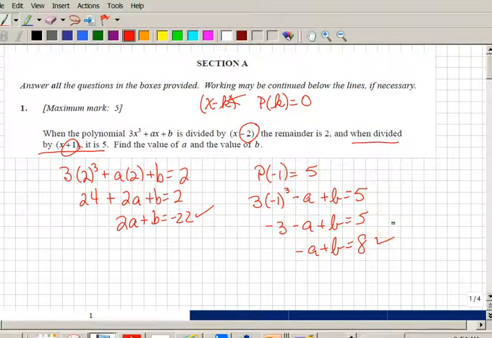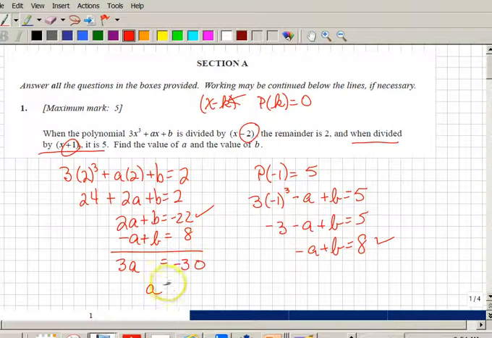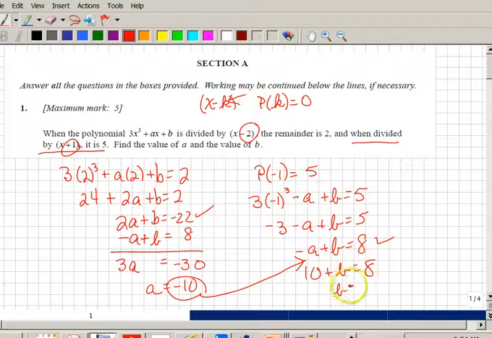And solving for a and b, I think I'll just move that second equation under the first one and then carefully subtract. Don't want to mess up the signs. So subtracting, 2a minus negative a is 3a. And b minus b, goodbye. Negative 22 minus 8 is negative 30. Therefore, a equals negative 10. And subbing that back in somewhere, I'll just take it over here. Negative a, that becomes positive 10 plus b equals 8. Therefore, b equals negative 2. Yay, it's done. Easy 5 marks. All right, so much for problem number 1.